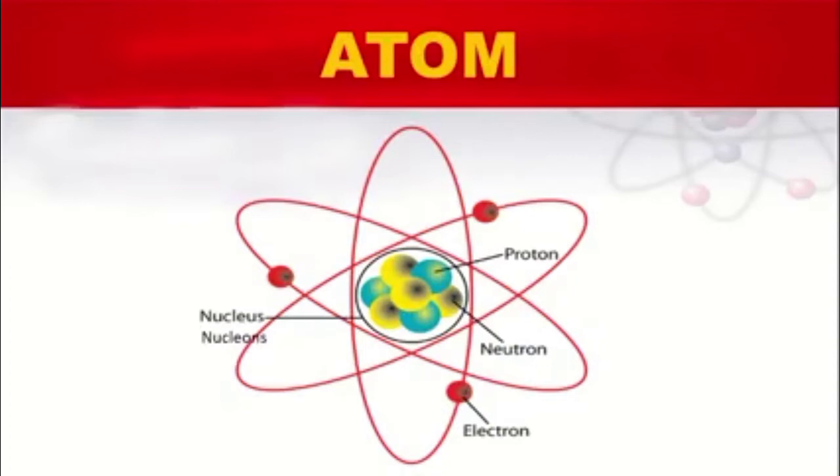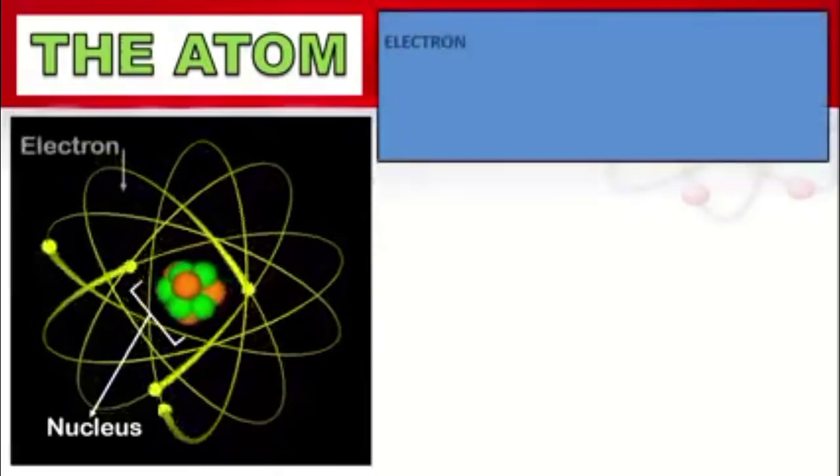The number of protons in the nucleus determines which element an atom is, while the number of electrons surrounding the nucleus determines which kind of reactions the atom will undergo. Though we know today the atoms are composed of many other types of smaller particles, our study of chemistry will only require us to focus on these three subatomic particles. Let us study the three subatomic particles one by one. Let's start with the electron.